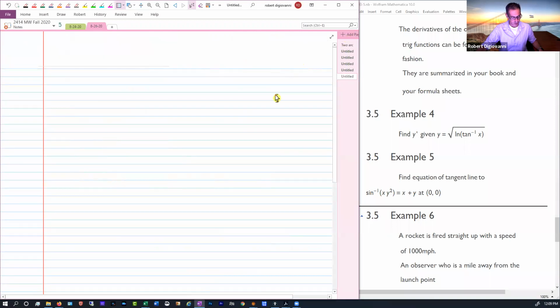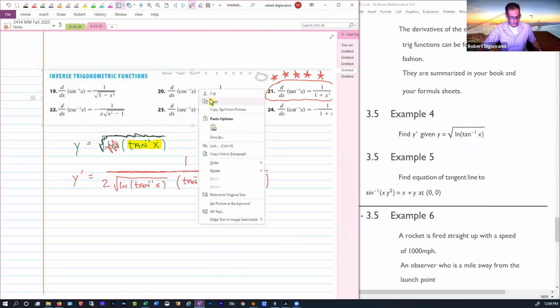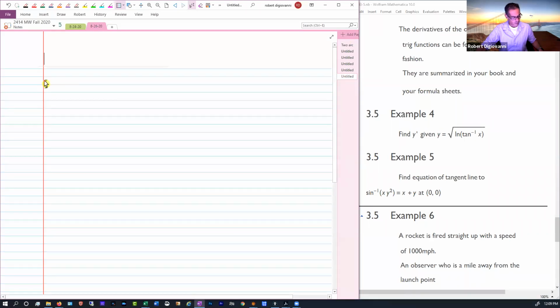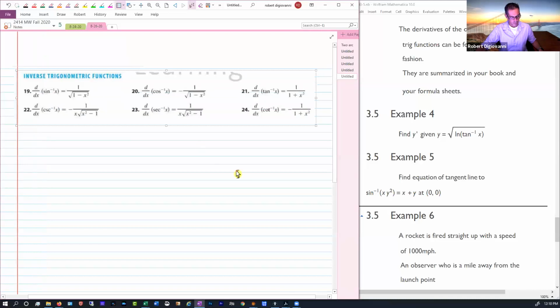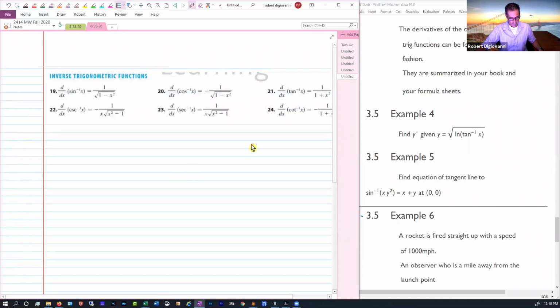New page. You know what? Hold on. Let me go back here. Let me grab this and bring it over. It's working out pretty good. I like that.